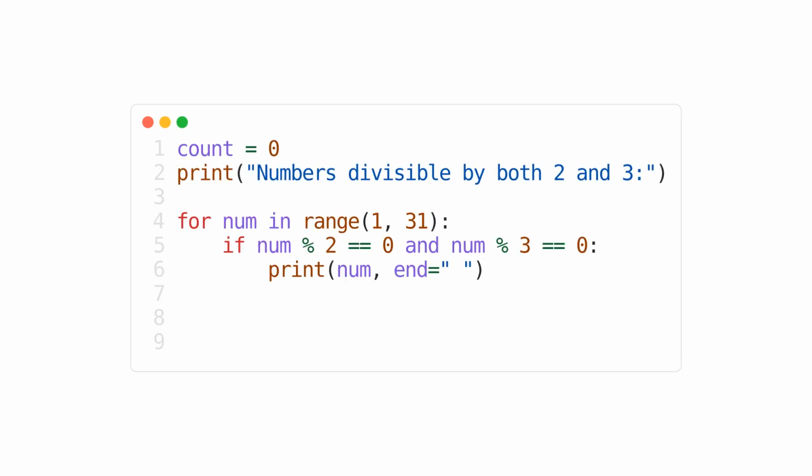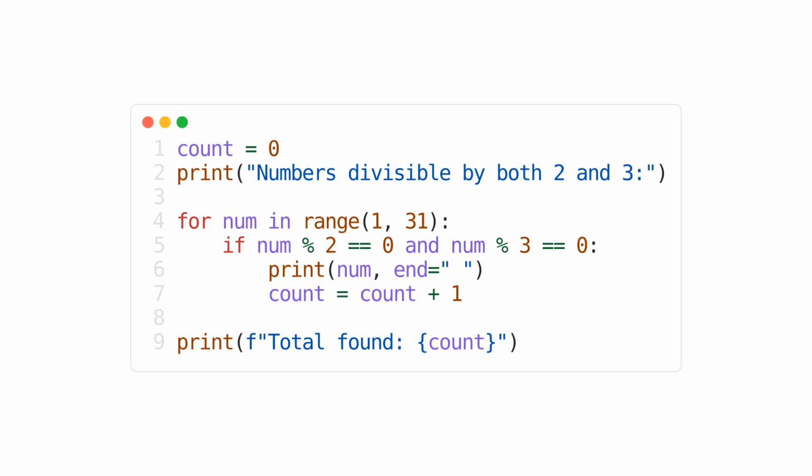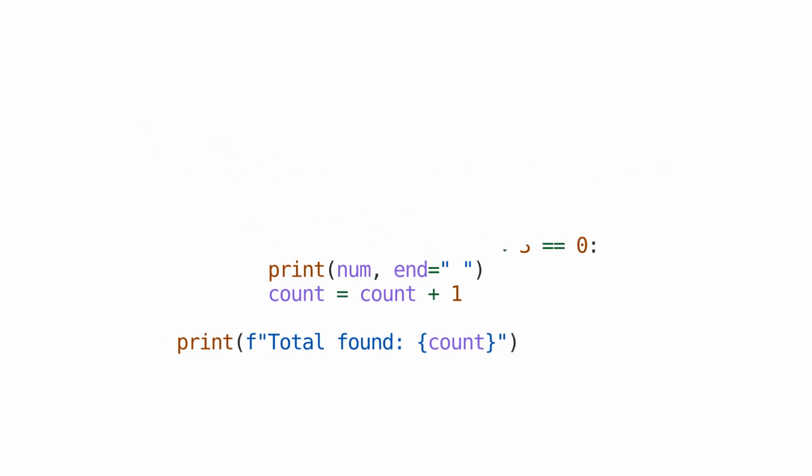Let's start with a sophisticated counting pattern. We're hunting for numbers divisible by both 2 and 3. Notice how we combine the loop for repetition, the compound condition for smart filtering, and a counter variable to track our discoveries. Three concepts working in perfect harmony.